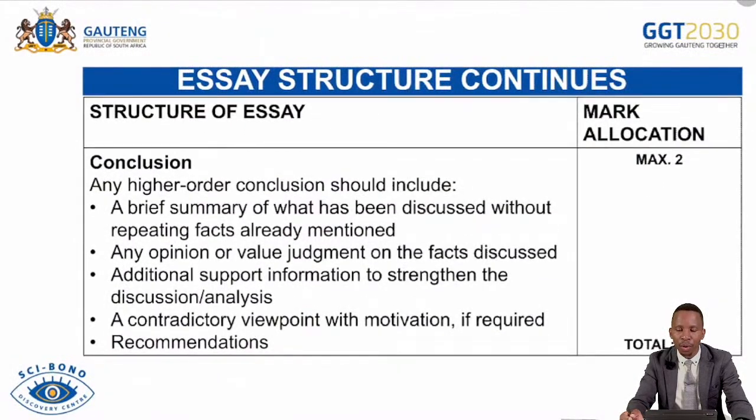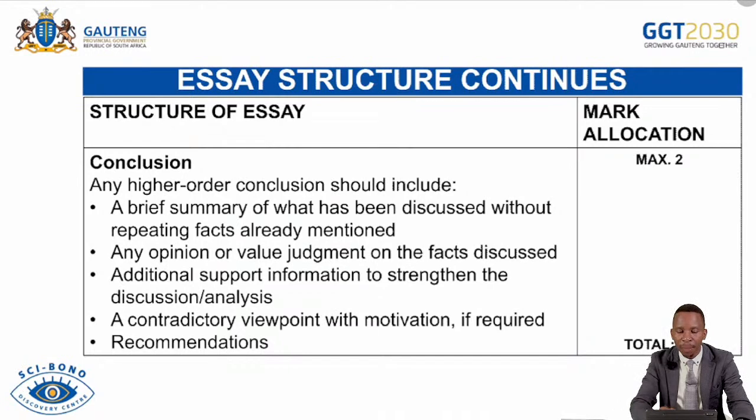We continue. Conclusion. This is when you provide the higher order response that has not been mentioned in your introduction, the body, or main part and additional part. So here, you provide a brief summary of what has been discussed without repeating facts that are already mentioned. You provide an opinion on how something can be improved or how something can be done.